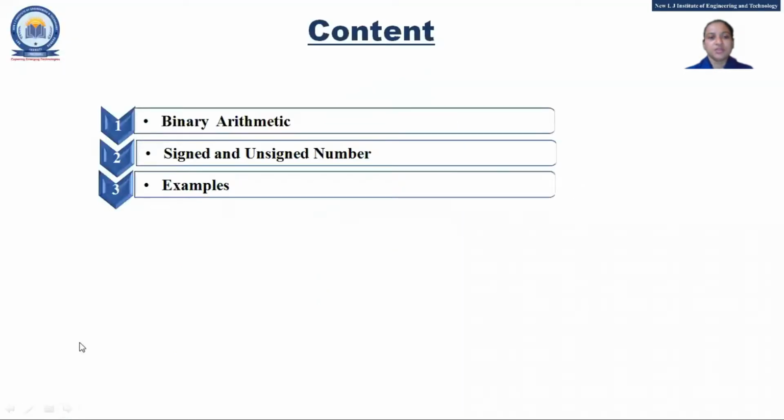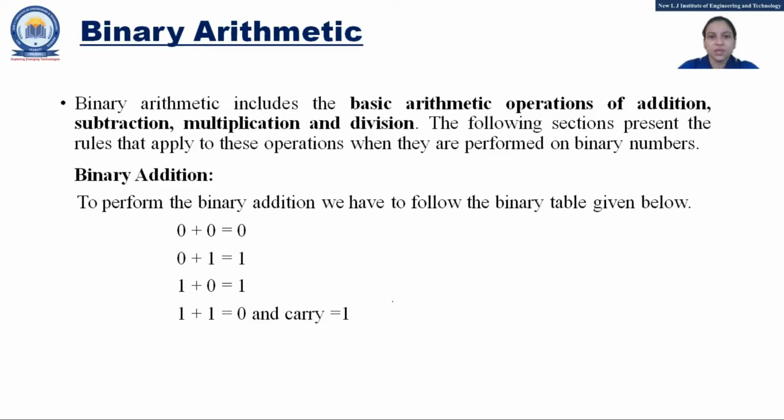In today's lecture, I'm discussing the various arithmetic operations performed with binary digits, then signed and unsigned number representation, and various examples based on it. How do we perform arithmetic operations with decimal numbers?